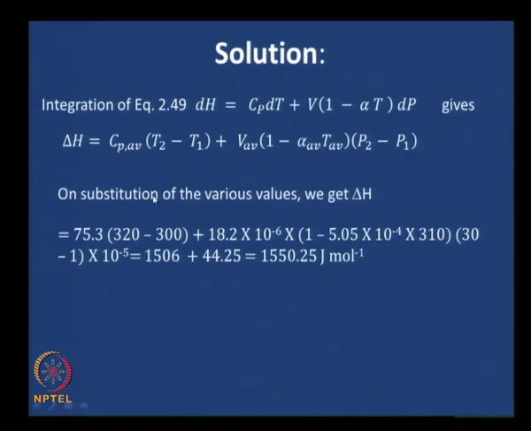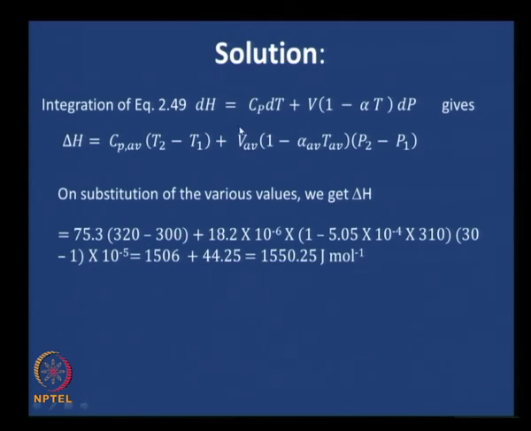Okay, let us go forward. Substituting the values that were given, check the units first, make sure that the units are consistent. In this case you do not have to worry about it, all the values are given in consistent SI units. So it is 75.3 Cp average, T2 expressed as Kelvin, remember that, 320 minus 300. In this case it does not make a difference because we are taking the difference. So whether you take it as in centigrade or in Kelvin, it does not make a difference, but it is good to take it in Kelvin where appropriate.